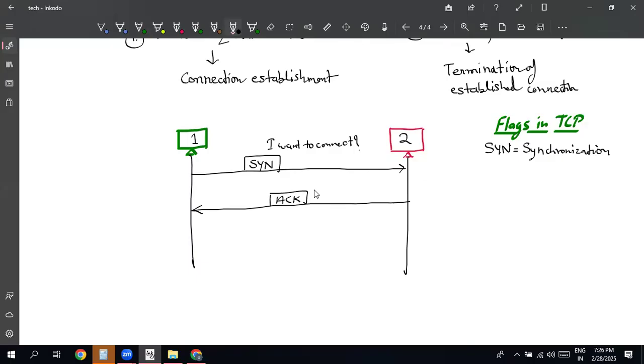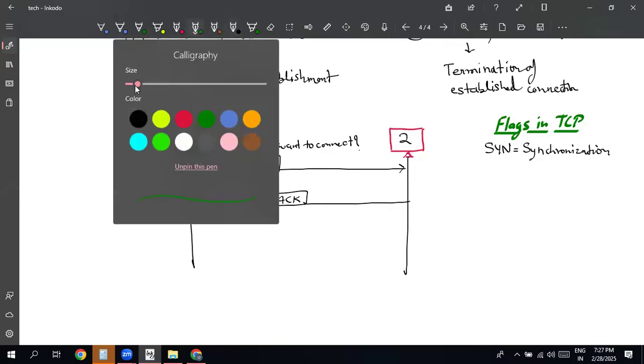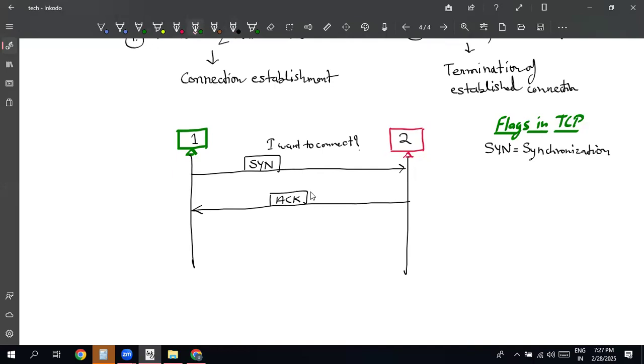Along with that, only one-way connection establishment won't work for TCP. That means PC2 also needs to be connected back towards PC1. So PC2 on his behalf will again share another synchronization flag which represents that PC2 also wants to connect back to PC1. Acknowledgement means, okay, I want to connect, and synchronization means I too want to connect.